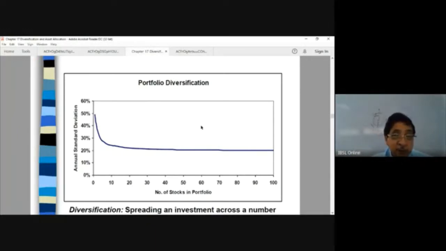Diversifiable risk is called non-systematic risk. Undiversifiable risk is called systematic risk. So that is what we have learned now.